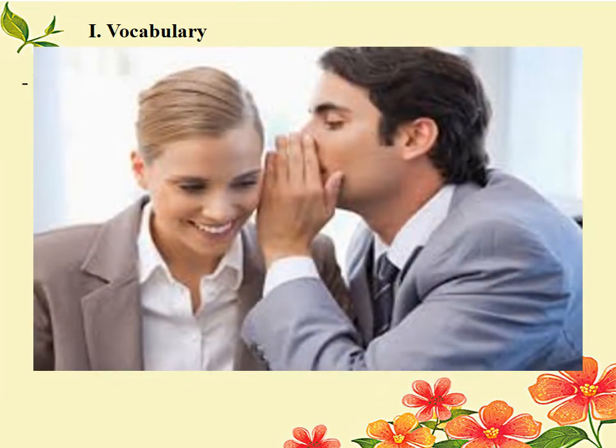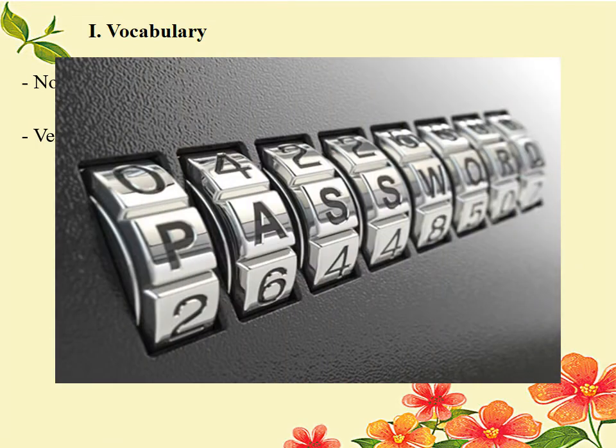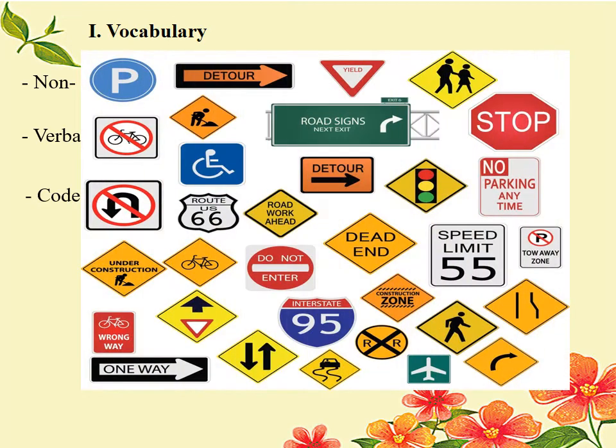Okay, đây là bằng lời nói thì sao đây? Có từ verbal tính từ là bằng lời nói. Code. Okay, code là gì các em nhỉ? Code là mật mã. Code.